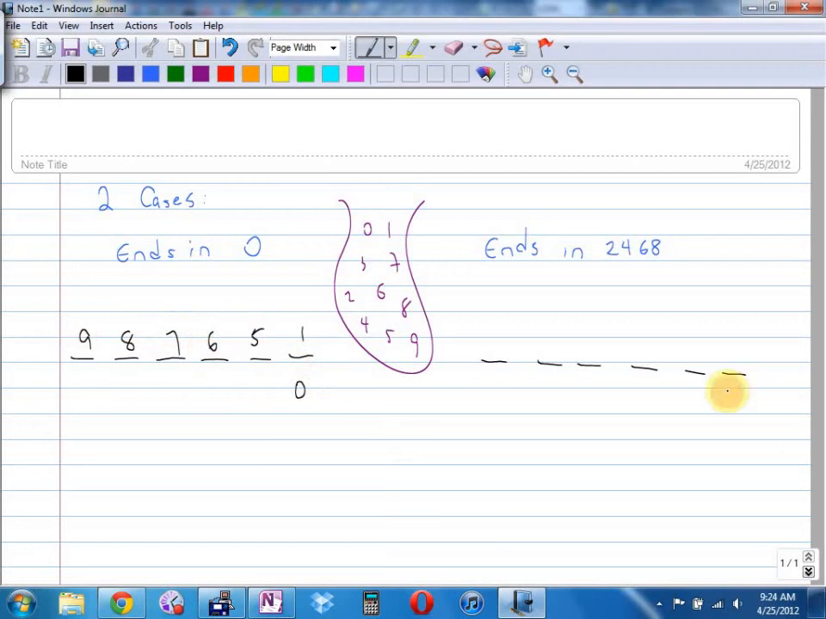Or it can end in a 2, 4, 6, or 8. That gives me 4 choices. I picked one of those, a 2 or a 4 or a 6 or 8. How many choices do I have for the first digit? Not 9, because 0 is still in there. 8. Okay, I picked another non-zero digit. Now how many choices? Now I can include 0, 8, 7, 6, 5.